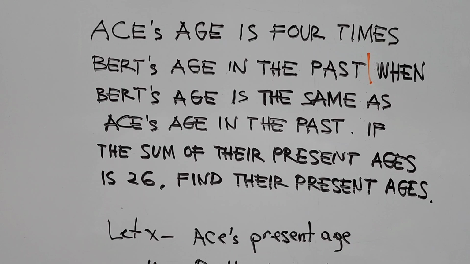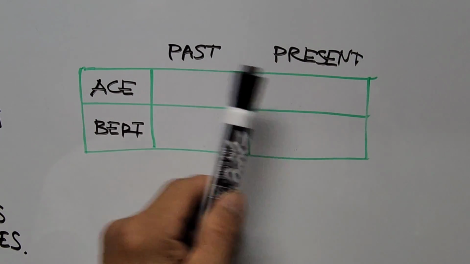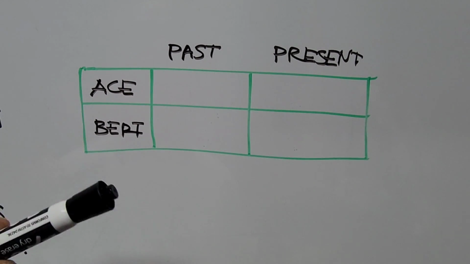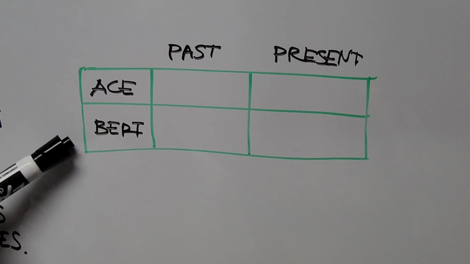We'll be constructing a table or chart so we can represent those time frames referring to their ages, past and present. All right, so I'm going to make a table or a chart too, so we can tabulate those different tenses or different stages of their ages for both of them. Okay, and so now we have a chart, past ages and present ages. We have this row, A's age, and the bottom row is Bert's age.